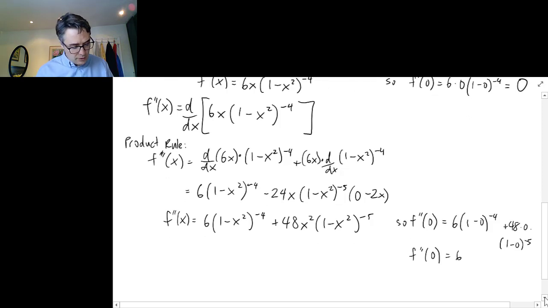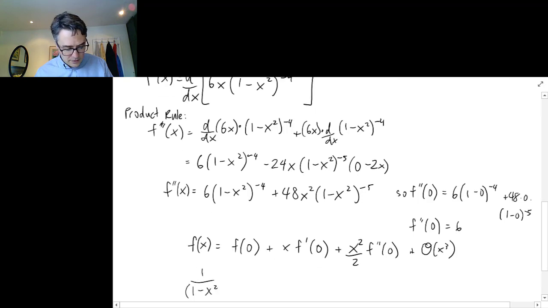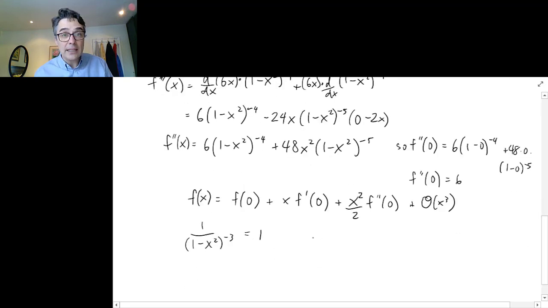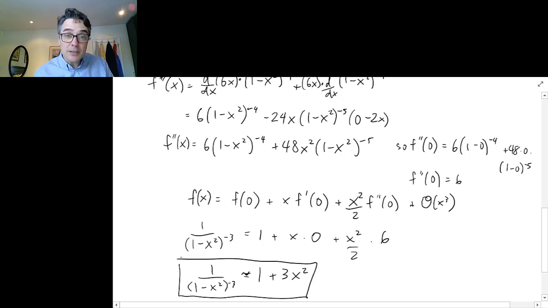So if we do Taylor series, f of x equals f of 0 plus x times f prime at 0 plus x squared over 2 times f double prime at 0 plus terms of order x cubed. It's just equal to 1 plus x times 0 plus x squared over 2 times 6. So this function, 1 over (1 minus x squared) to the minus 3, is approximately equal to 1 plus 3x squared.